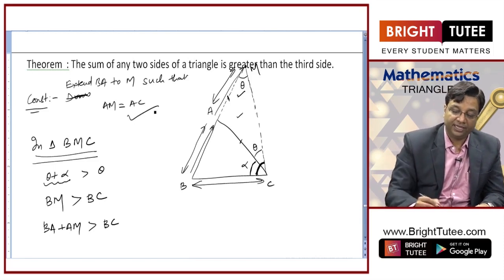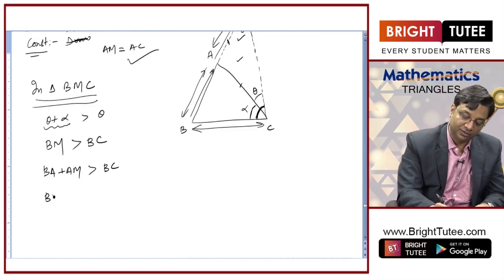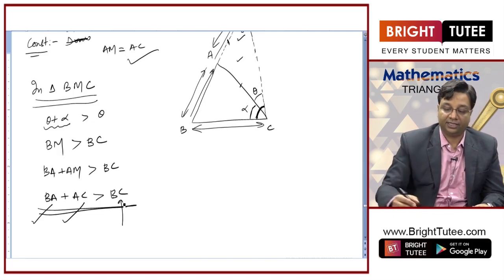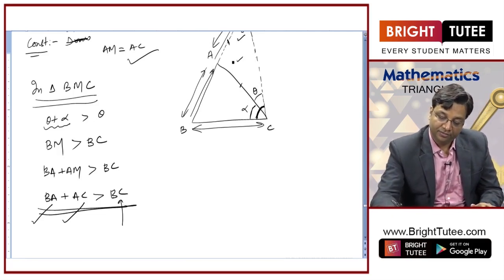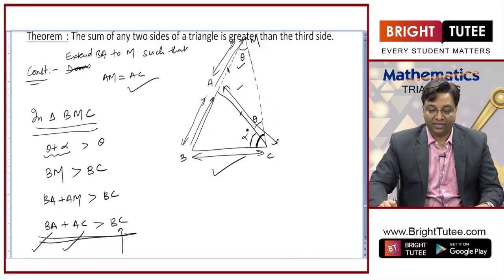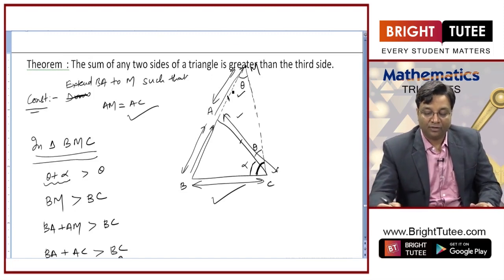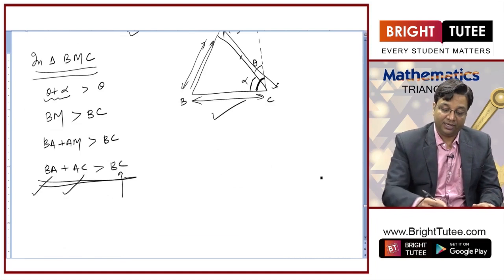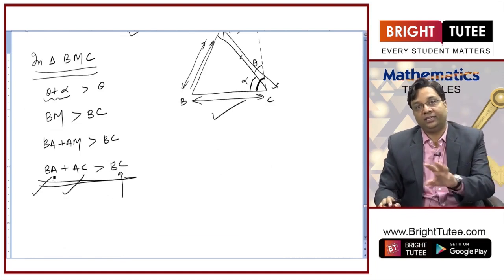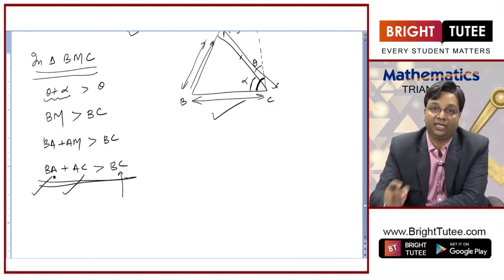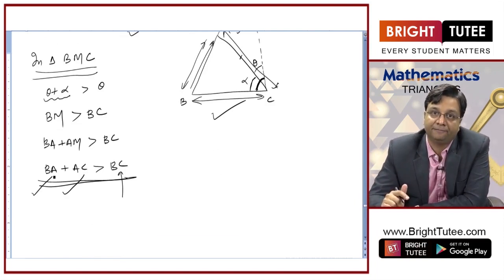And what is AM? AM is equal to AC. So BA plus AC is greater than BC. So the sum of two sides is greater than the third side. The sum of two sides AB plus AC is greater than the third side BC. Now as I extended BA, I could have extended CA, or I could have extended BC, and in a similar manner I could have proved that the sum of any two sides is greater than the third side. The sum of any two sides of a triangle is greater than its third side, right?